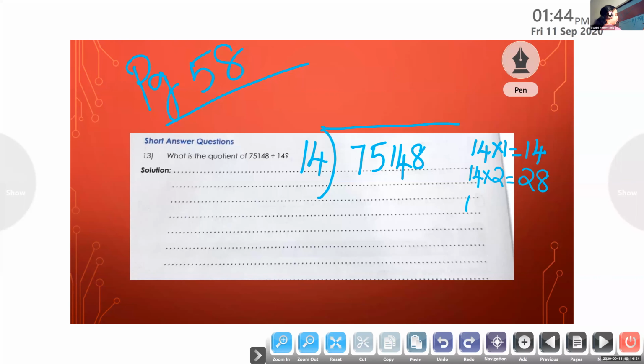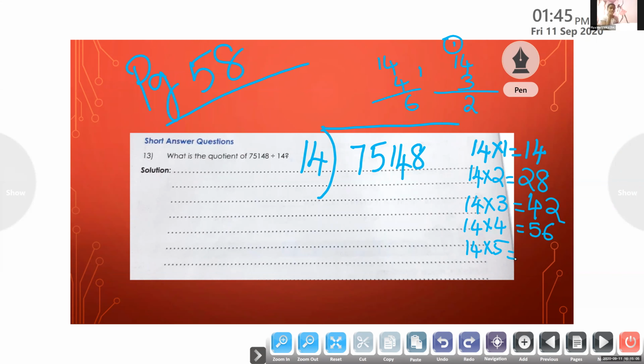Now, 14 into 3. 42. We can multiply and find out whether it is correct. 3 times 4 is 12, 1 carry over. 3 into 1, 3 plus 1, 4. 42. Then 14 into 4, we can find out. Tell me the answer. 56. Then 14 into 5.